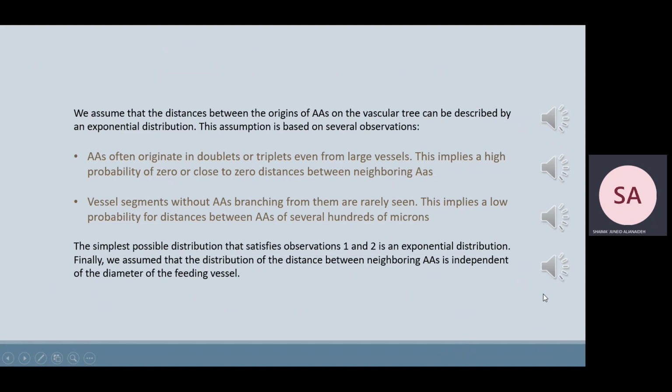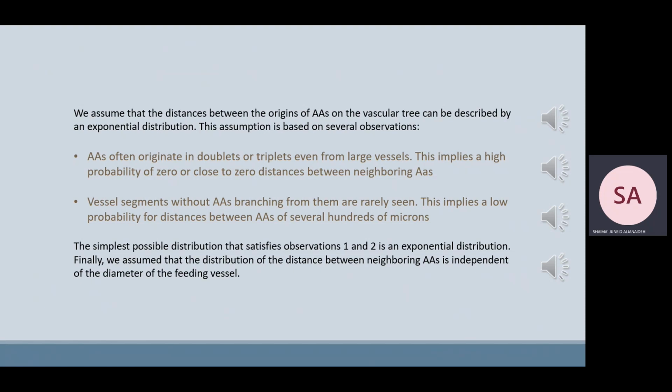AAs often originate in doublets or triplets, even from large vessels. This implies a high probability of zero or close to zero distances between neighboring AAs. Vessel segments without AAs branching from them are rarely seen. This implies a low probability for distances between AAs of several hundreds of microns. The simplest possible distribution that satisfies observations 1 and 2 is an exponential distribution.